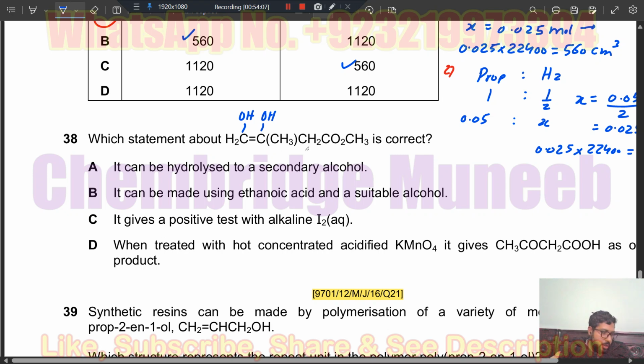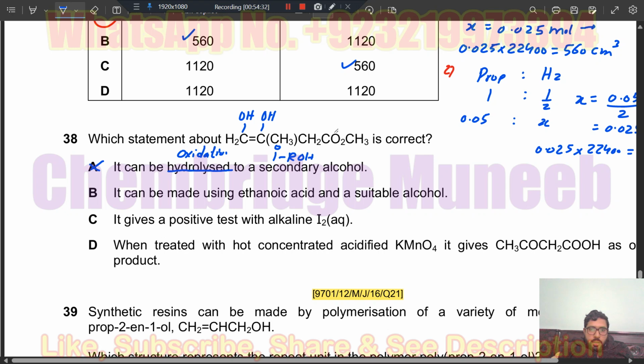So it will not just produce secondary alcohol, and it is also said to be oxidation by KMnO4. So not just secondary alcohol is there, but there is also primary alcohol as well. So A is not the right answer. The B option says it can be made using ethanoic acid and a suitable alcohol.